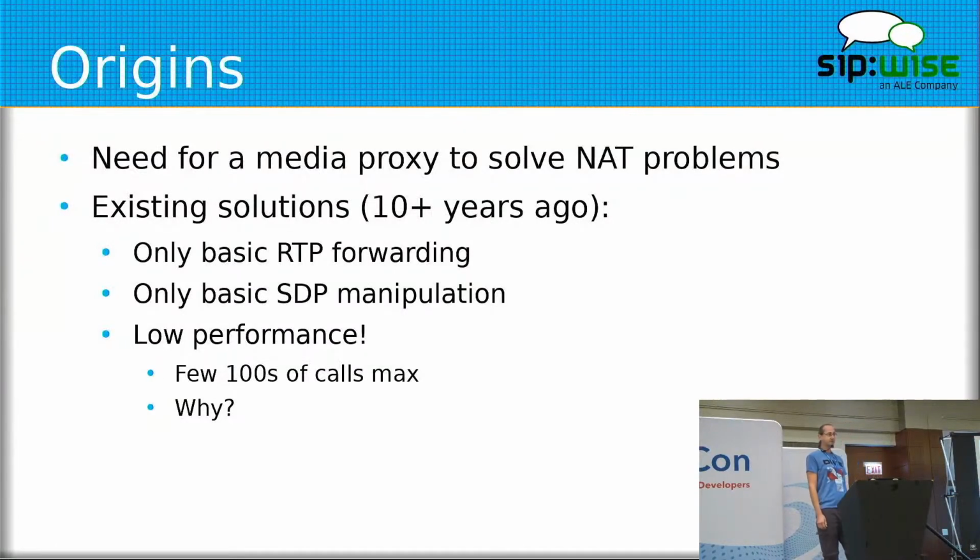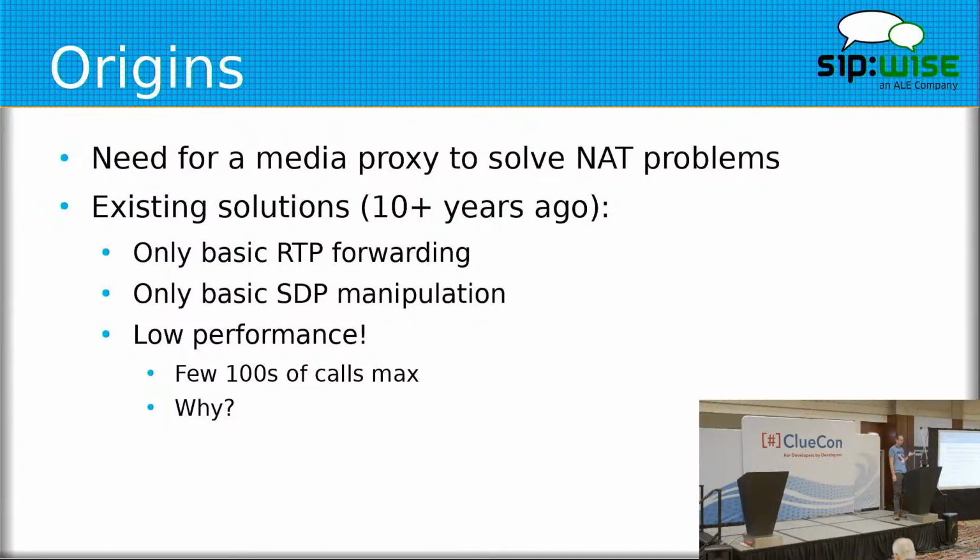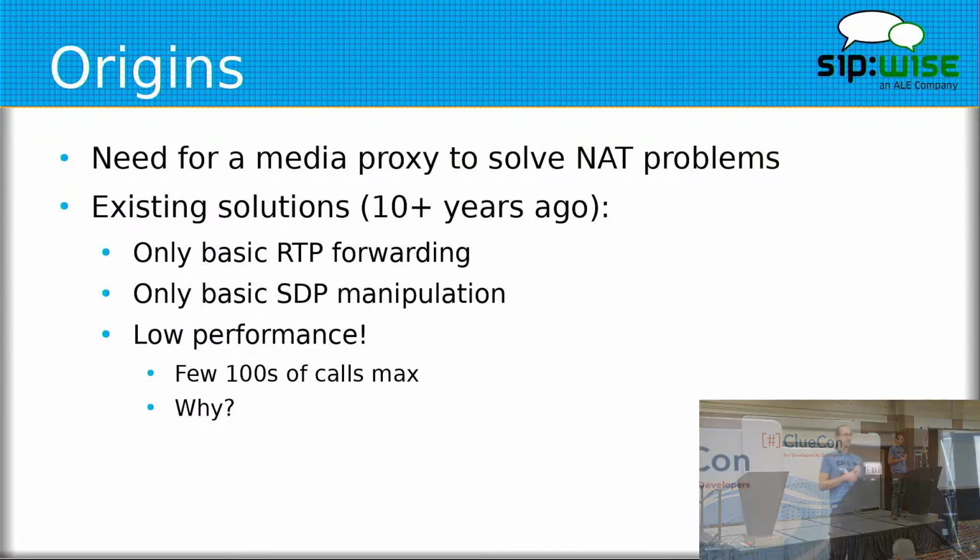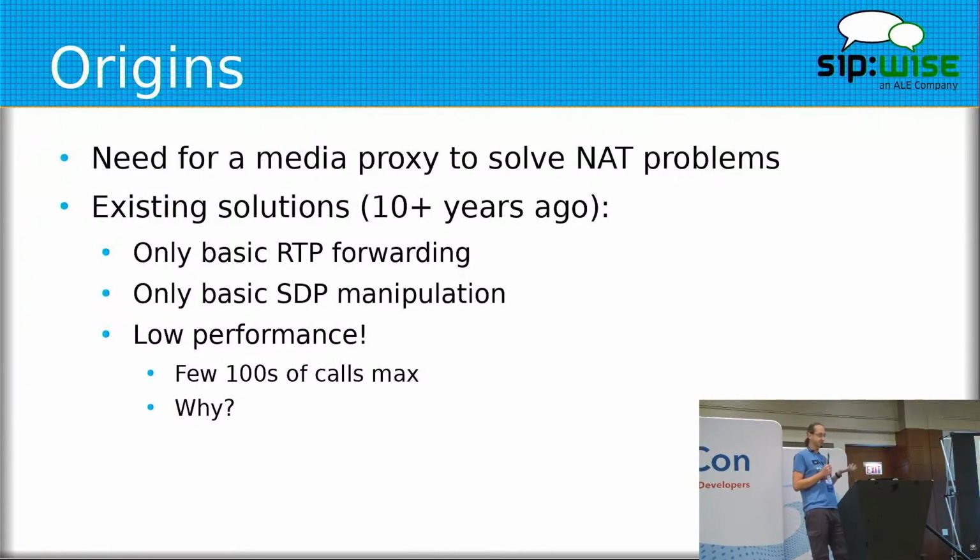And there were some other solutions around at the time to solve the problem of RTP behind NAT. But they all had some issues. In particular, the amount of media manipulations you could do was limited. We wanted to do more. But the biggest problem was the performance. The performance was just not good enough. You could handle a few hundreds of calls, and then the CPU would be maxed out.